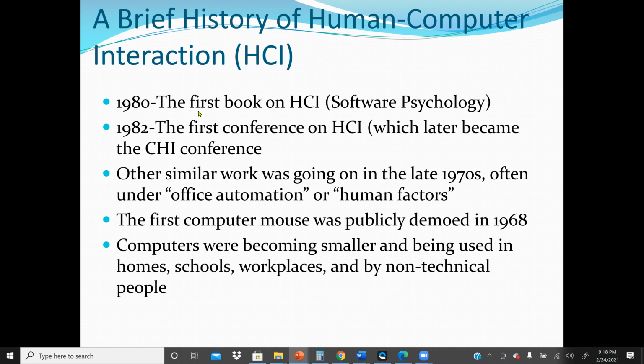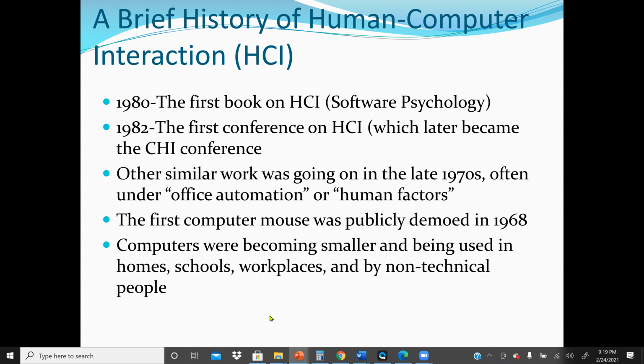In 1980, the first book on HCI was published, known as Software Psychology. By 1982, the first conference on HCI, which later became the CHI conference. Other similar work was also going on in the late 1970s, but it was often known as office automation or human factors.